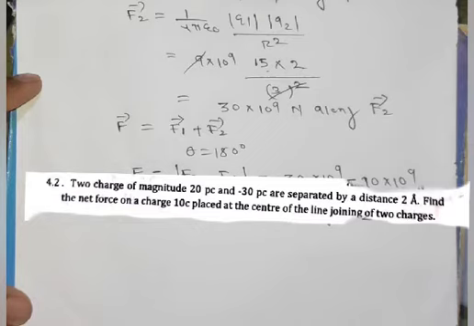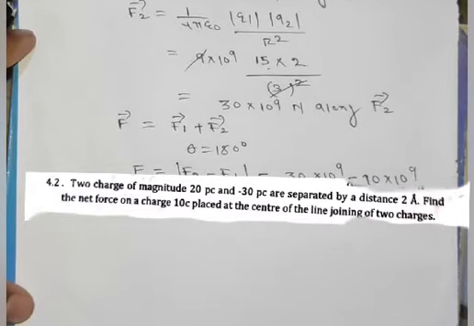Two charges of magnitude 20 picocoulomb and minus 30 picocoulomb are separated by a distance of 2 angstrom. Find the net force on a charge of 10 coulomb placed at the center of the line joining the two charges.